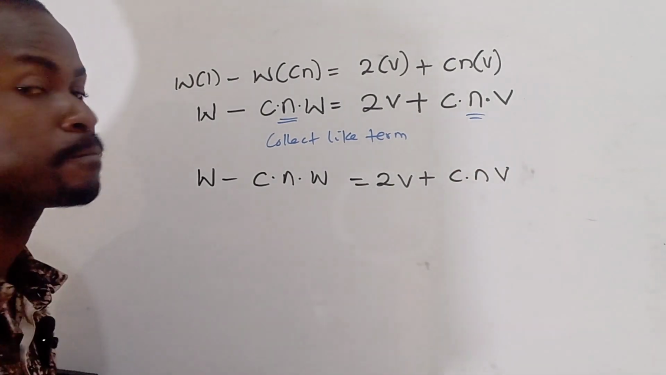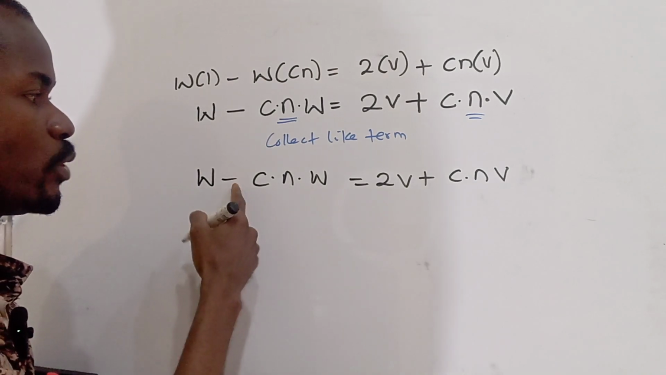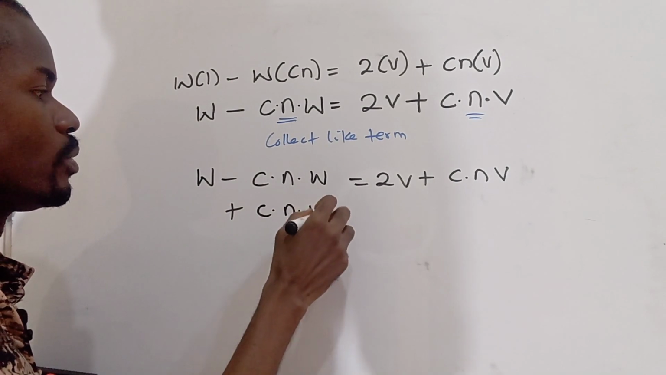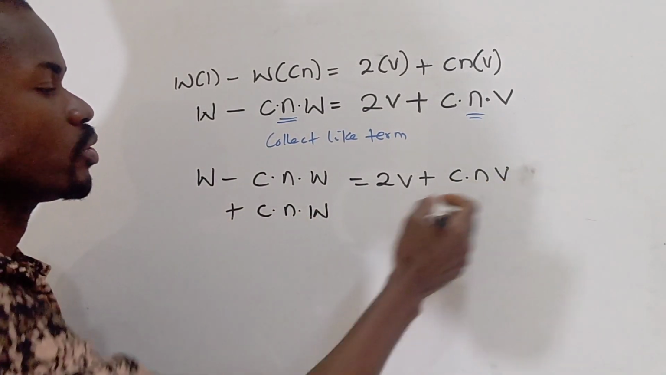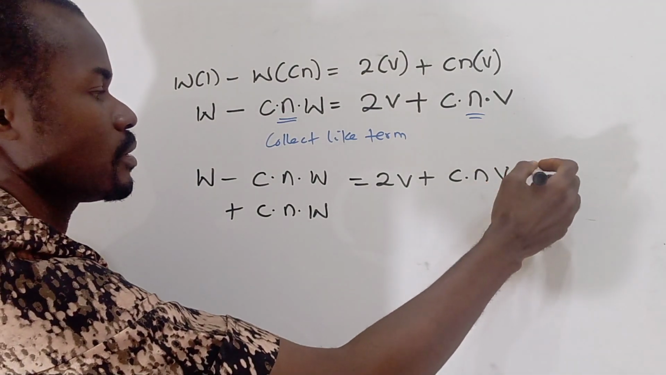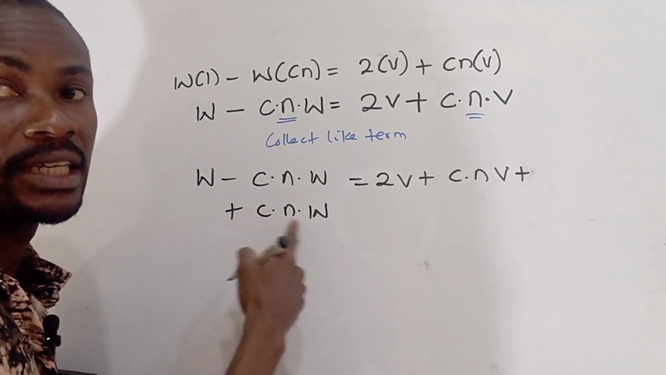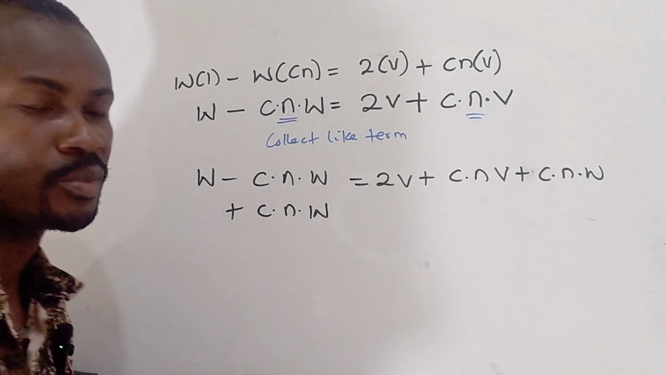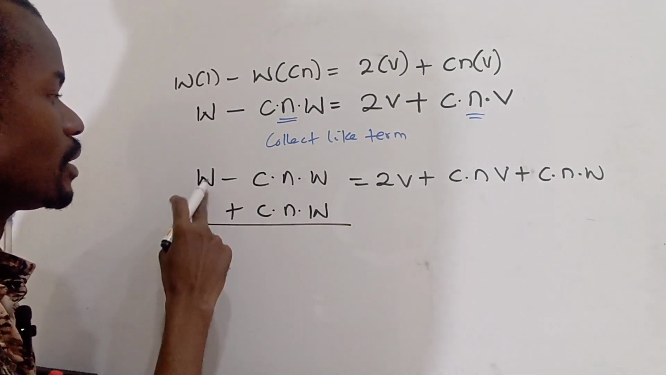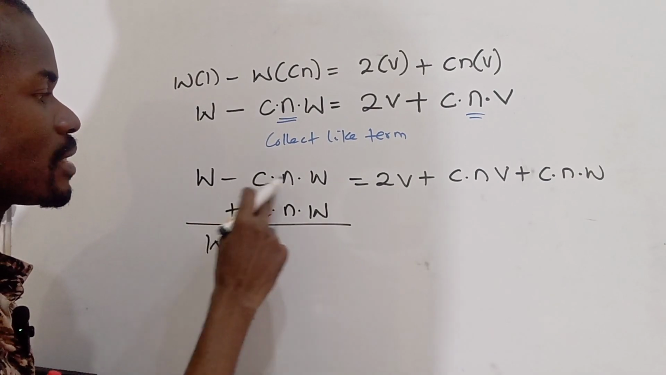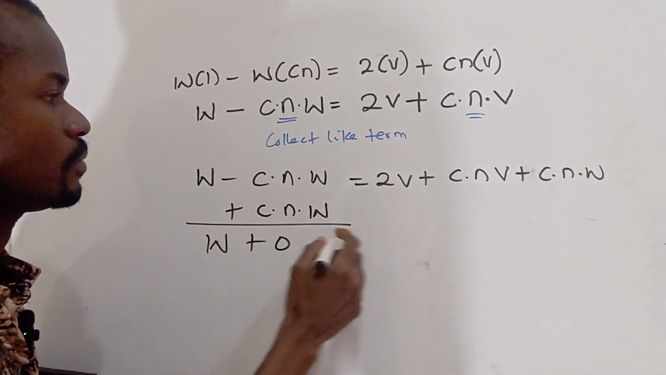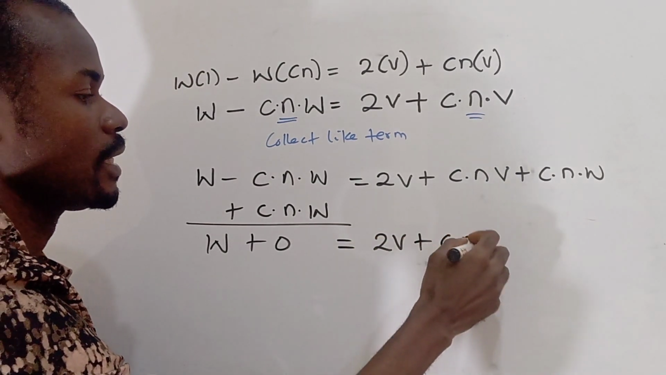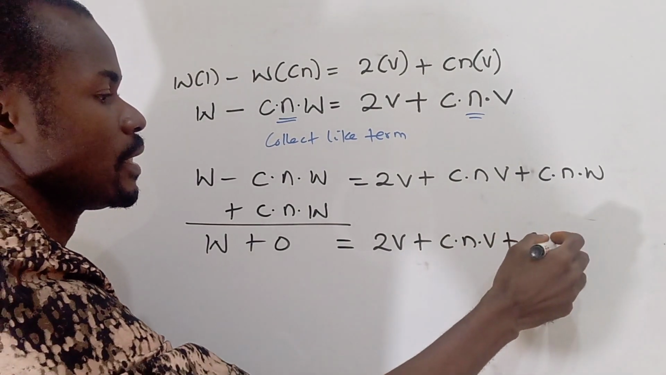All I need to do, for me to remove this, is add CNW to this side, and I'm also going to add it to this side. So since I added plus CNW, we're also going to have plus CNW. All right. So this will give us W minus CNW plus, this is what? 0. So this equals 2V plus CNV plus CNW.